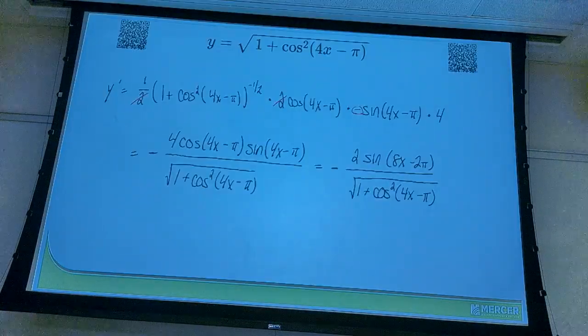Oh yes, that one was fun. These are the kind of derivatives I can do all day, every day. But wait, there's more. I like this one too.